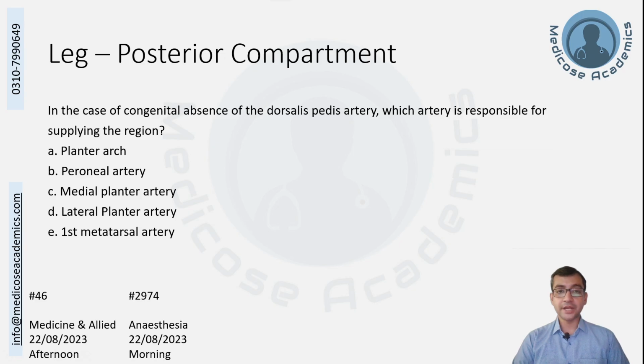In the case of congenital absence of the dorsalis pedis artery, that is the continuation of the anterior tibial artery, which supplies the dorsal aspect of the foot and supplements the deep plantar arch, which artery is responsible for supplying that region? If that is congenitally absent, the peroneal artery supplying the lateral compartment gives a large branch that gives rise to the vessels supplying the dorsal aspect.